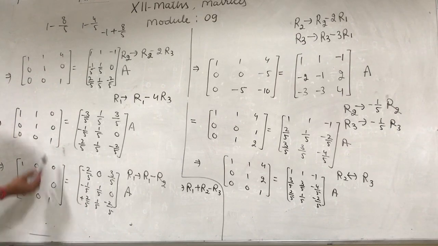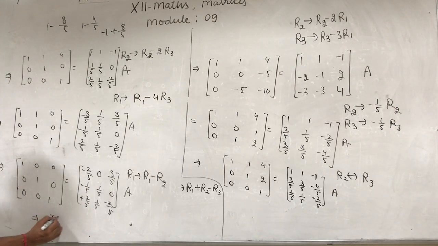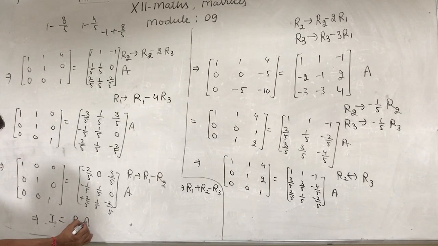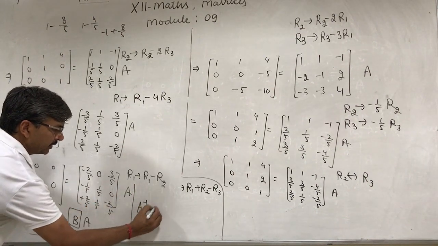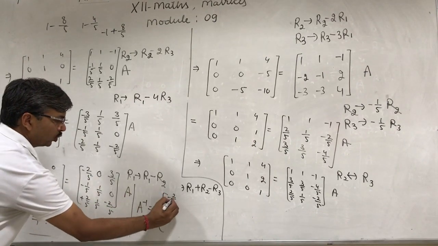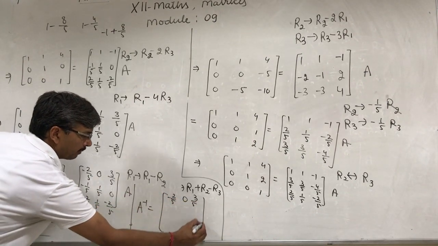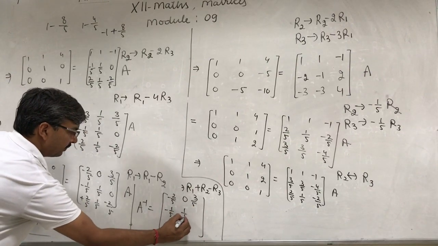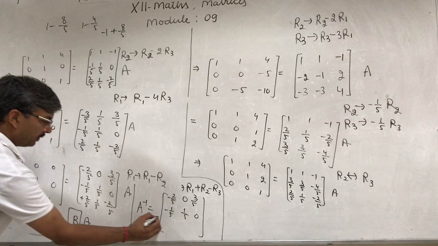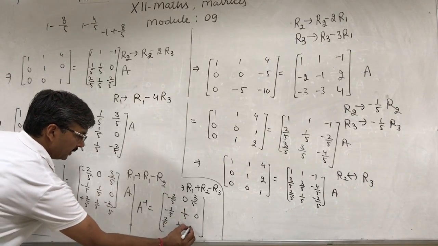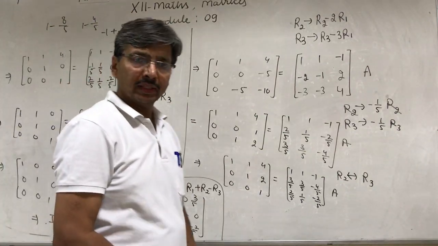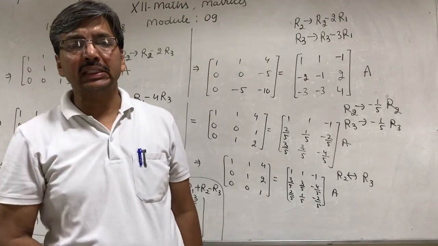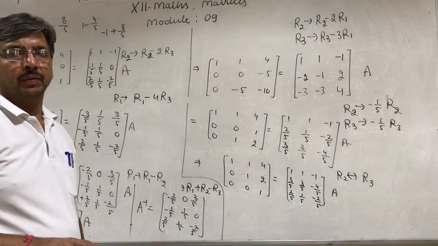So here we got I equal to B into A, and therefore this B is the inverse of A. Hence A inverse is this matrix: minus 2 by 5, 0, 3 by 5. Minus 1 by 5, 1 by 5, 0. 2 by 5, 1 by 5, minus 2 by 5. This is A inverse. So like this we will find out the inverse. The remaining questions you are to do yourself. Thank you very much.